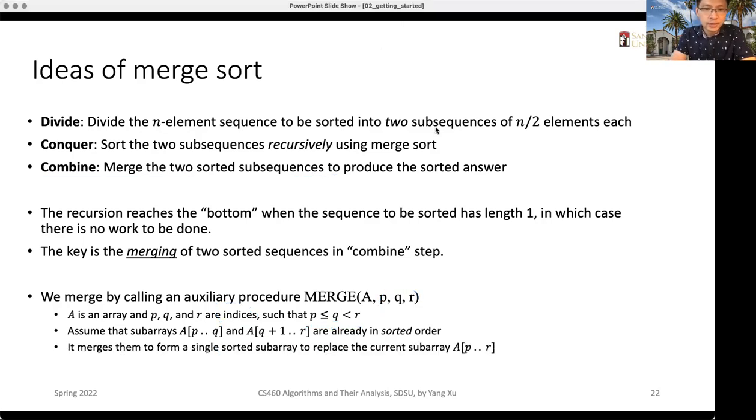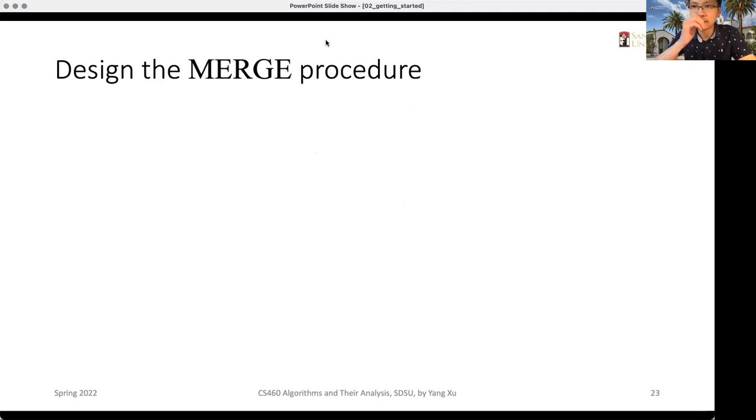So our goal is to merge the two subsequences. The first one is from P to Q. The second one is from Q plus 1 to R. And we need to merge them to form a single sorted subarray, and to replace the current subarray. All right, let's dive into the code here.